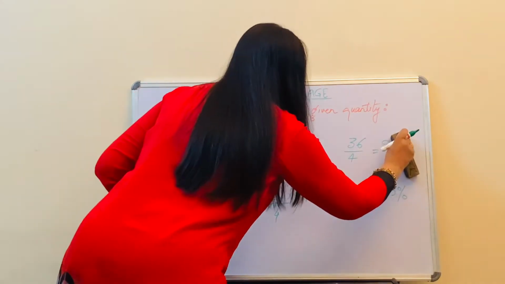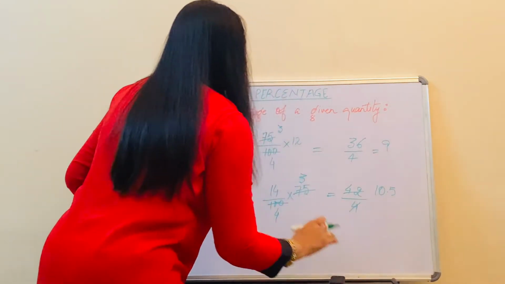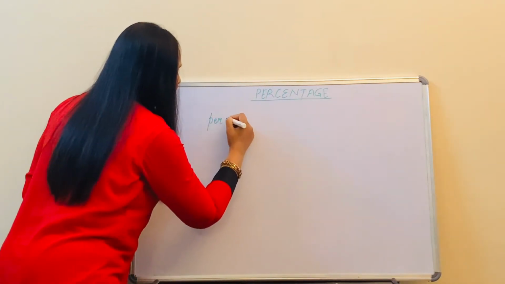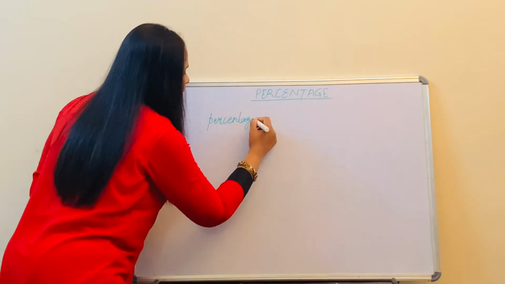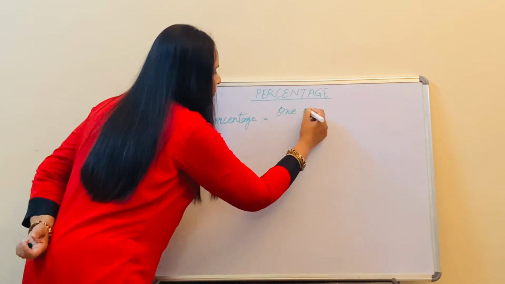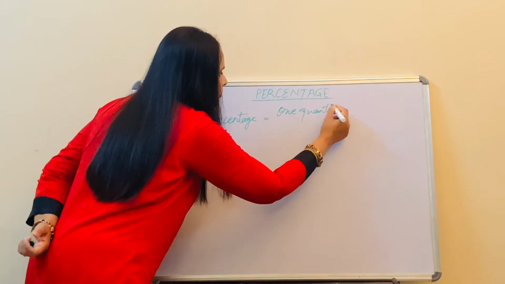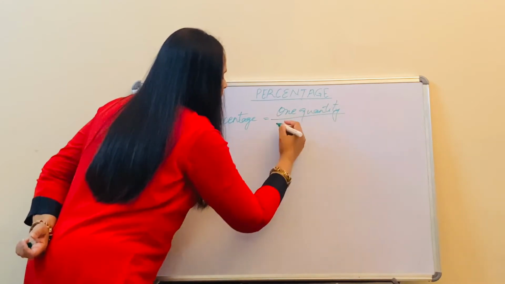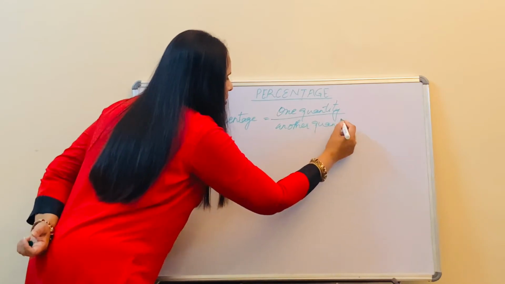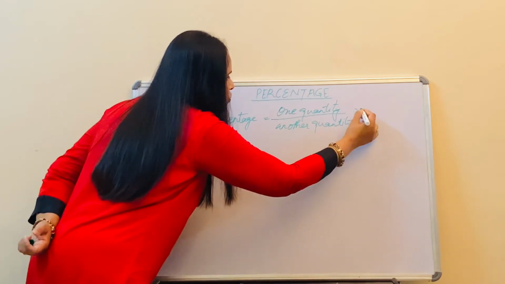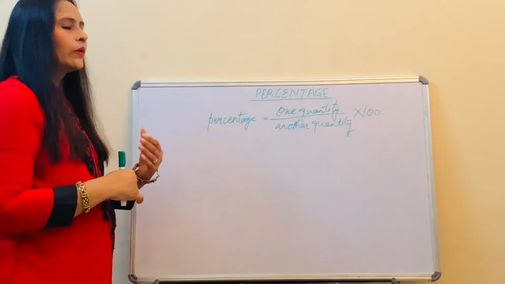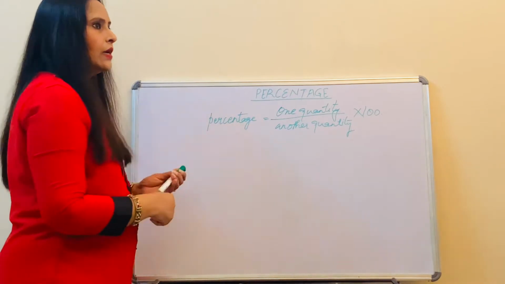These are not in percent. A simple formula: percentage is equal to one quantity upon the other quantity into 100. Now I will tell you how we can calculate the increase and decrease in the percentage.